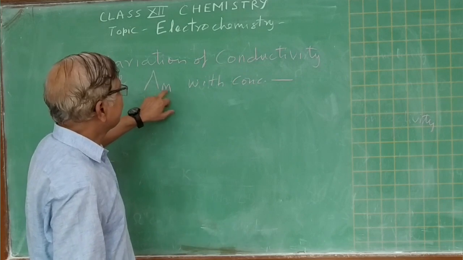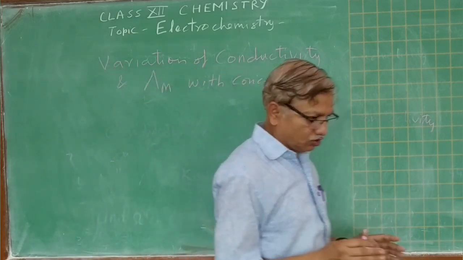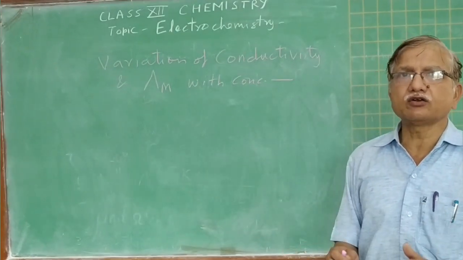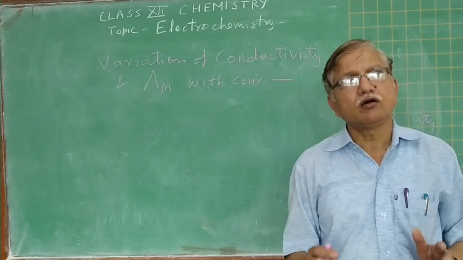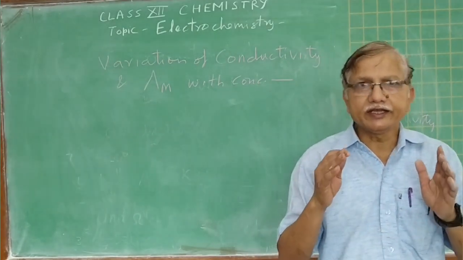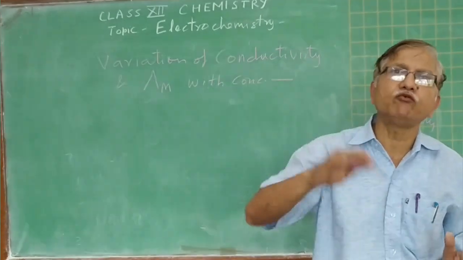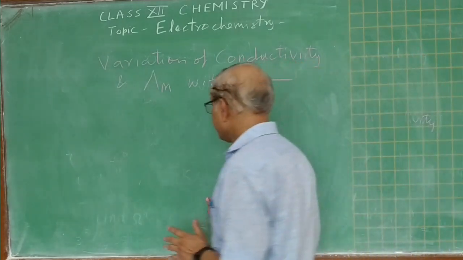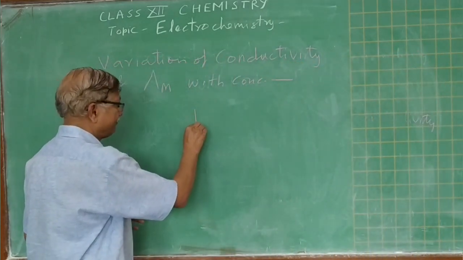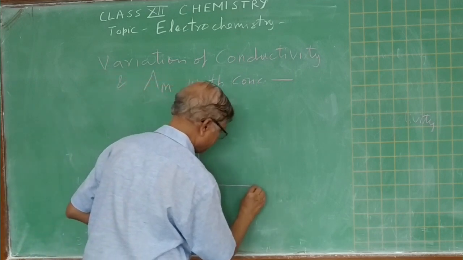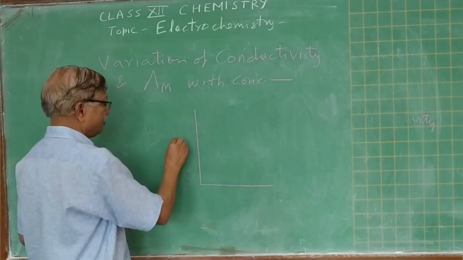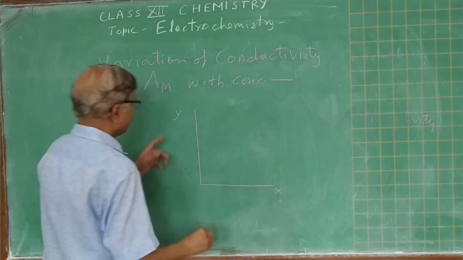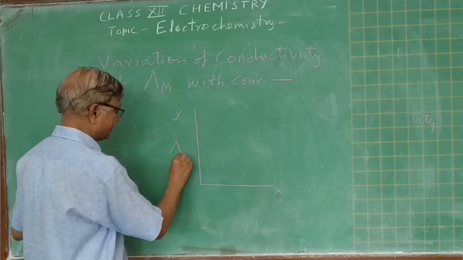Now, for both strong electrolytes and weak electrolytes, as we decrease concentration, or you can say as we increase dilution, means as you add more and more water, molar conductivity increases. This we can understand by a graph. You see this graph: this is the y-axis, this is the x-axis. Over the y-axis we are taking molar conductivity.